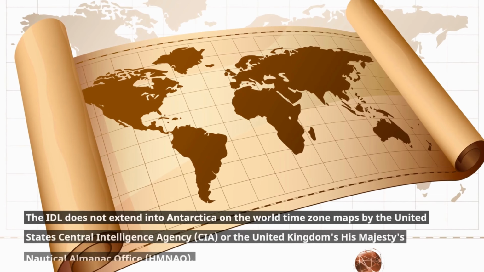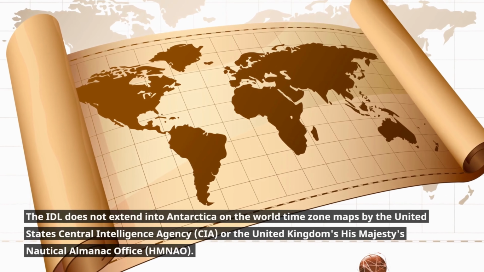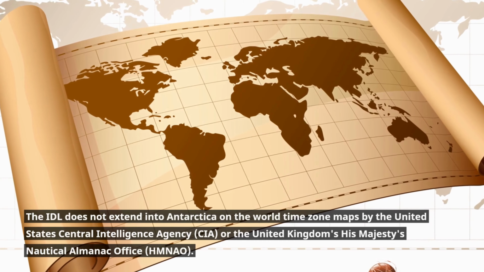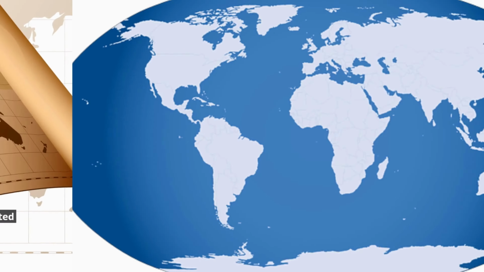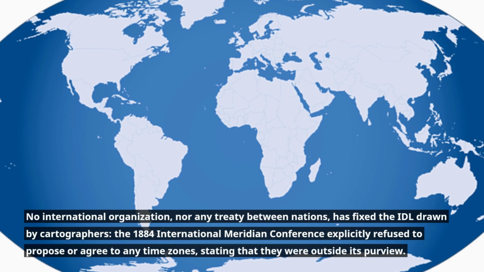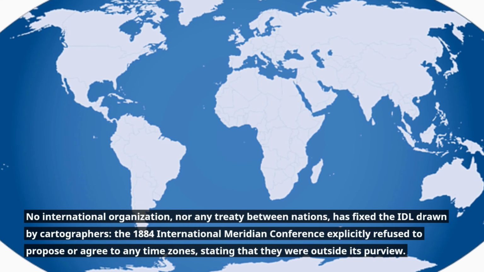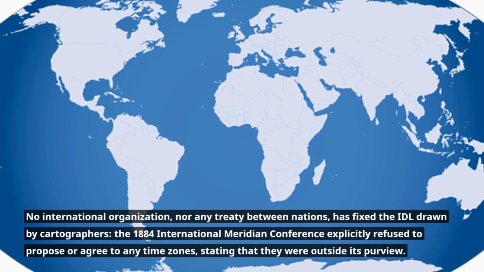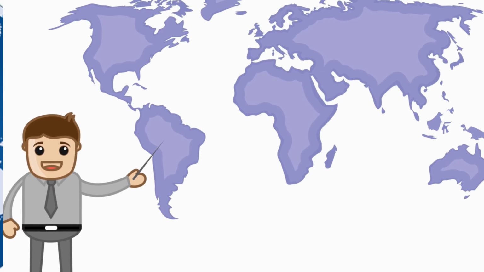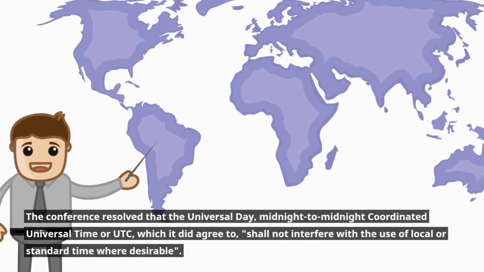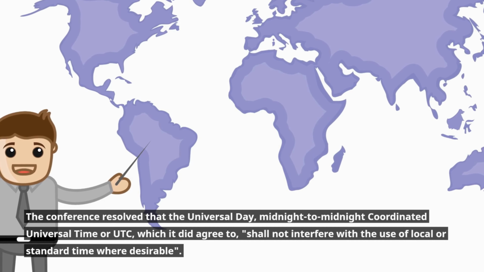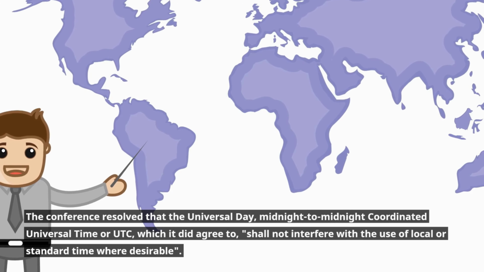The IDL does not extend into Antarctica on the World Time Zone maps by the United States Central Intelligence Agency, CIA, or the United Kingdom's His Majesty's Nautical Almanac Office, HMNAO. No international organization, nor any treaty between nations, has fixed the IDL drawn by cartographers. The 1884 International Meridian Conference explicitly refused to propose or agree to any time zones, stating that they were outside its purview. The conference resolved that the Universal Day, midnight to midnight, which it did agree to, shall not interfere with the use of local or standard time where desirable.